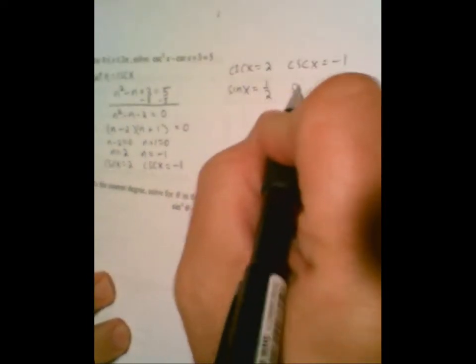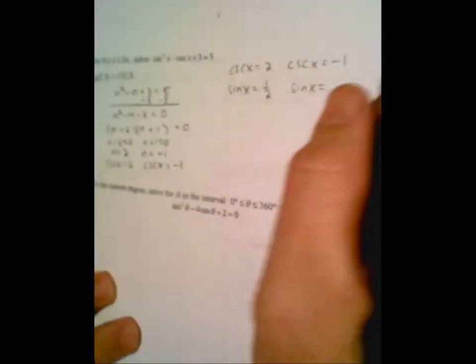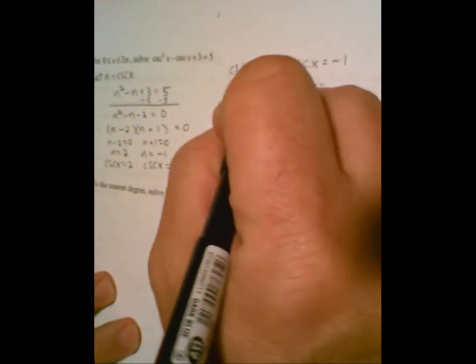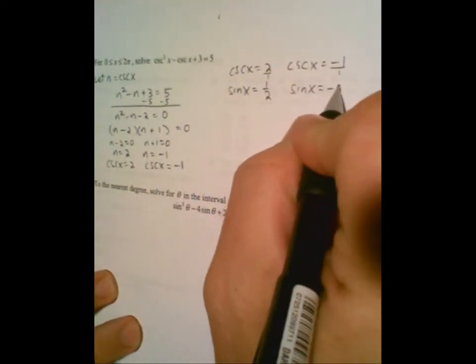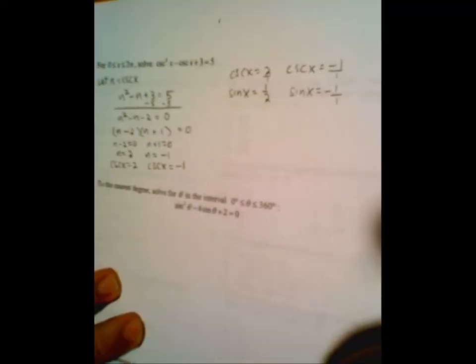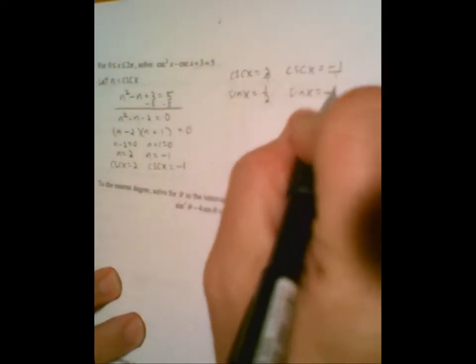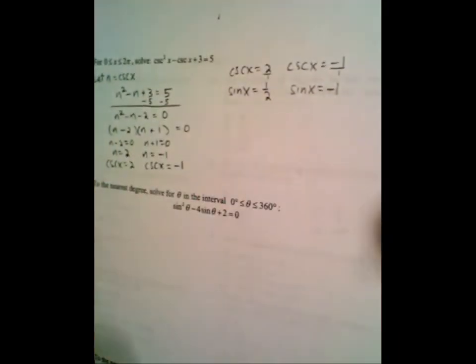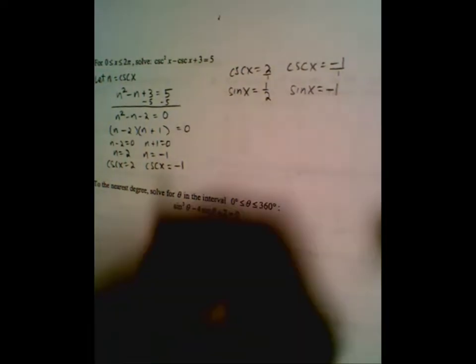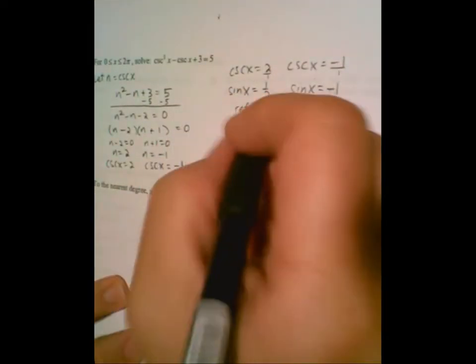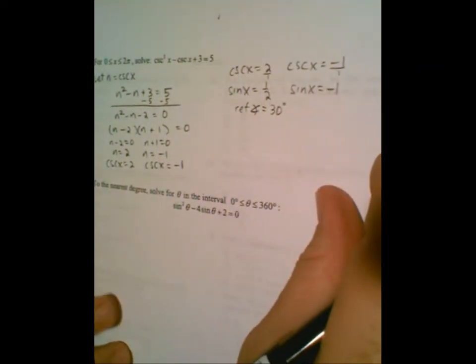If the reciprocal of cosecant is sine, the reciprocal of negative 1 is actually still negative 1, right? This is really 2 over 1. This is really negative 1 over 1, or just negative 1. You don't really need to write negative 1 over 1. So then we have to find the reference angle: the sine of what angle is 1/2? The sine of 30 is 1/2, that's in our table. Where is sine positive?